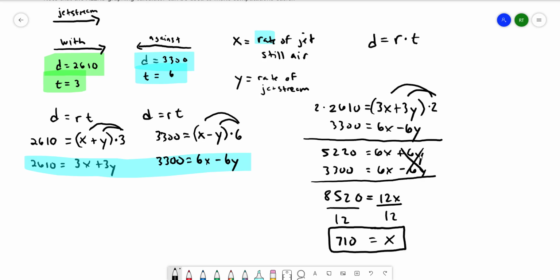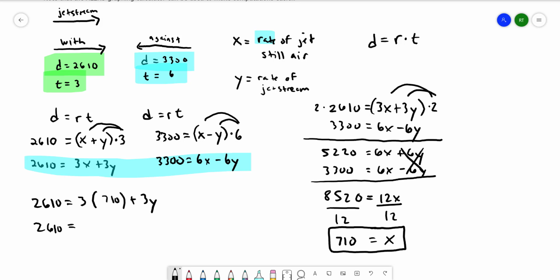And now all I have to do is find the rate of the jet stream. So to do that, I'm going to pick one of my equations. It doesn't matter because they're going to have the same solution. But you just pick the one you think is going to be easier to solve for the other missing variable, which is the y we're going to solve for. And I'm just going to pick this one with 2610. So 2610 equals 3 parentheses x we found out to be 710. And now I only have to find what y equals. So I'm just going to keep simplifying and solving out for y.